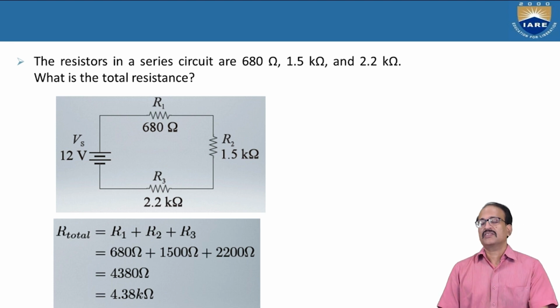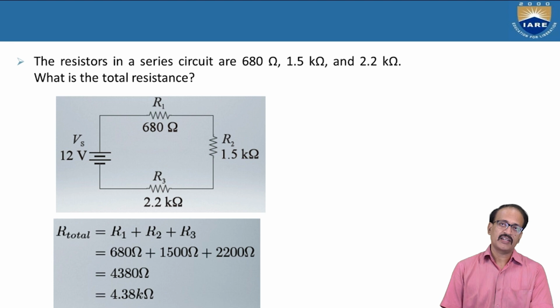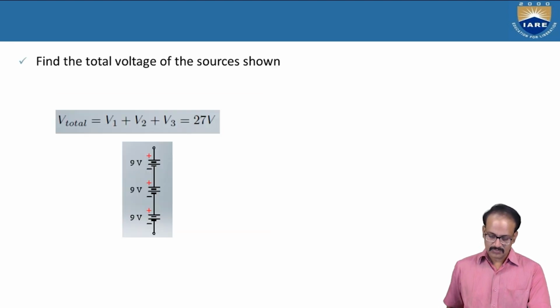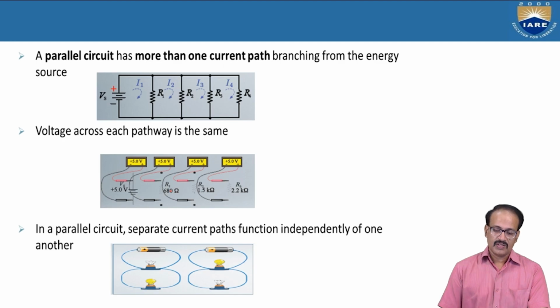So that means in a series circuit, for finding the equivalent resistance, we can simply add. Here also the voltages we have to add. So V1 plus V2 plus V3. So 9 plus 9 plus 9, that will give 27 volts.